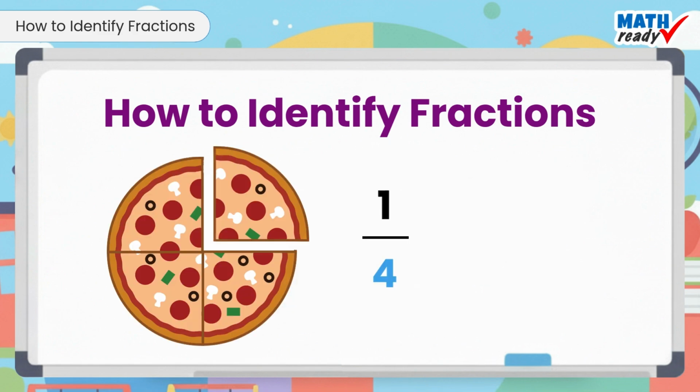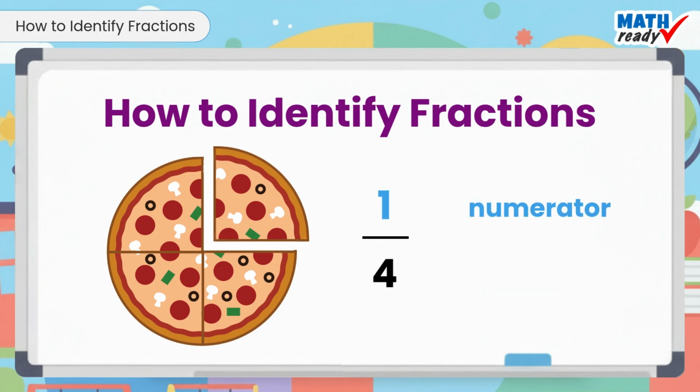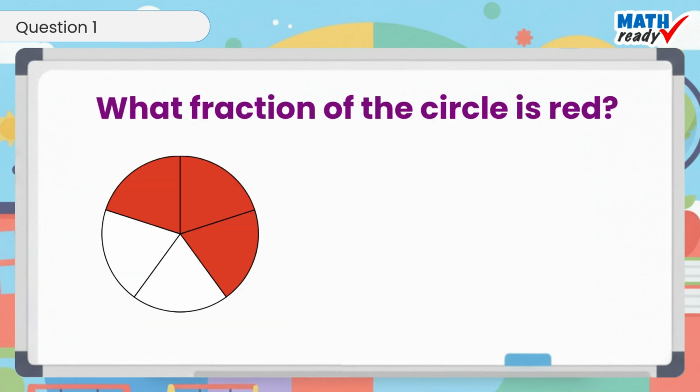The bottom number is the denominator, which is how many equal parts the whole is divided into. The top number is the numerator, which is how many parts you have. Let's work through the first example together.